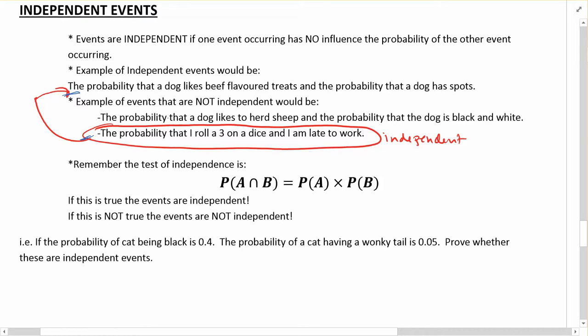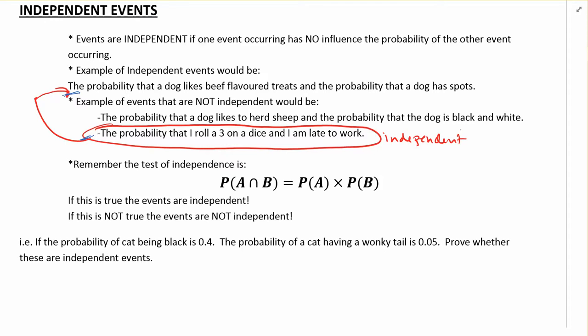Events that are not independent would be something like the probability that a dog likes to herd sheep and the probability that the dog is black and white. Well, given that border collies like to herd sheep and they're often black and white, not always, there might be some sort of influence in there going on, so that could be a situation where it's not independent.